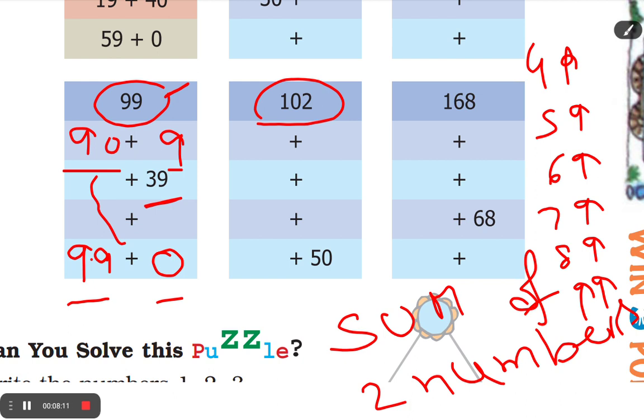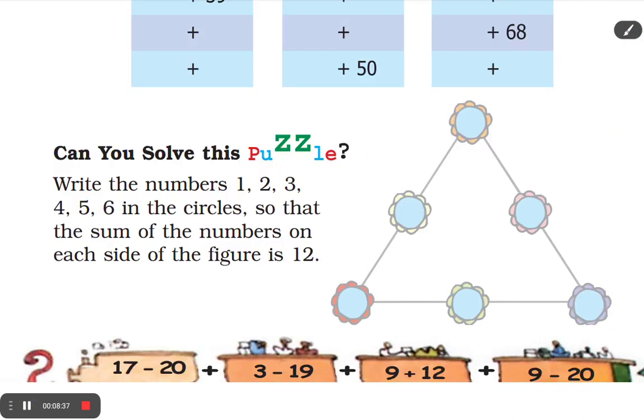You should see 1, 2, 3, 4, 5, and 6. So 6 tens. And 6 tens are 60. So you can write here 60. So 60 plus 39 is 99. So this is the way to write, and these two also you write in your classwork. Okay. Yes. Now look at this.